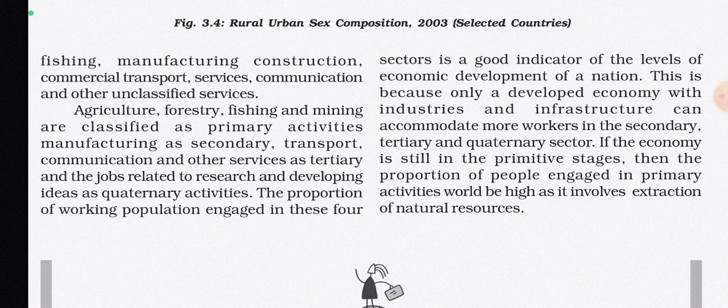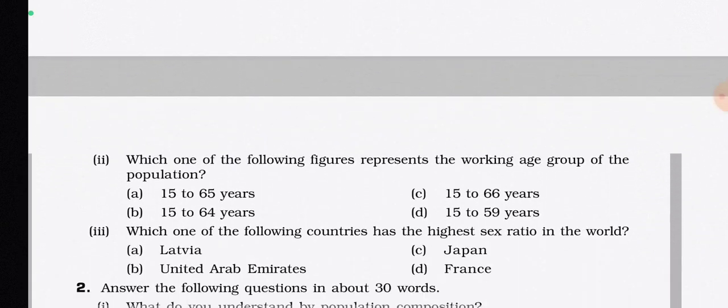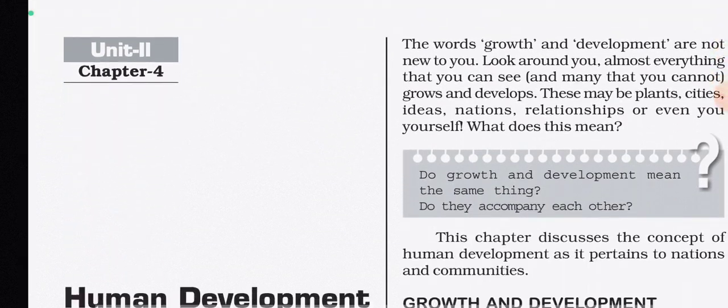If the economy is still in the primitive stage, then the proportion of people engaged in primary activities would be high, as it involves extraction of natural resources. So here the chapter ends. Okay, very fine. Now chapter 4.